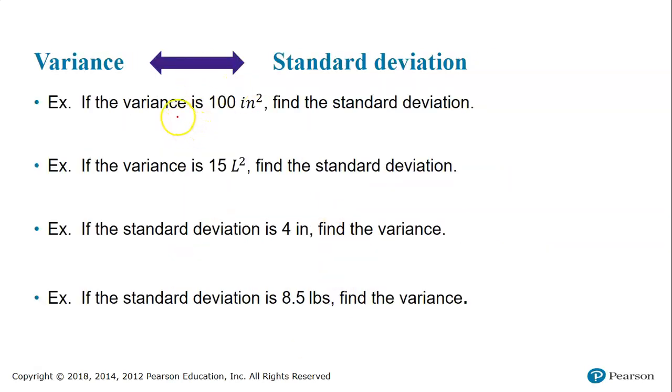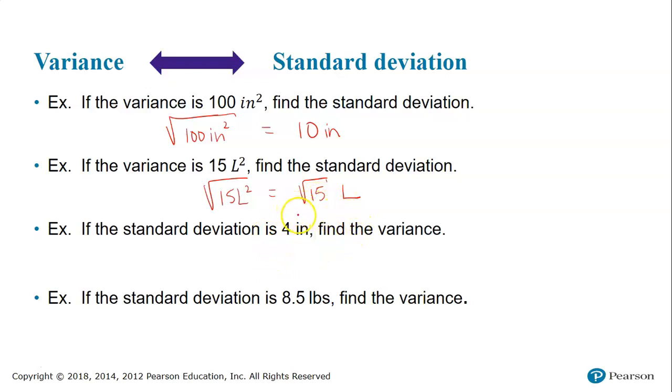Okay, so here's a couple examples. If the variance is 100 inches squared, we want to find the standard deviation. So if I'm going from variance to standard deviation, I actually just take the square root of that. So the square root of 100 is going to be 10, and the square root of inches squared is going to be just inches. If I have 15 liters squared, if I take the square root of that, then that's going to be the square root of 15 liters, and you could put your decimal answer in here depending on your directions.